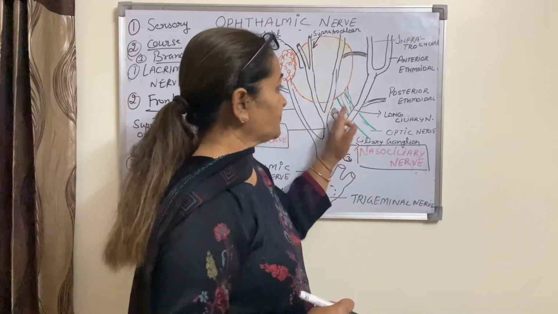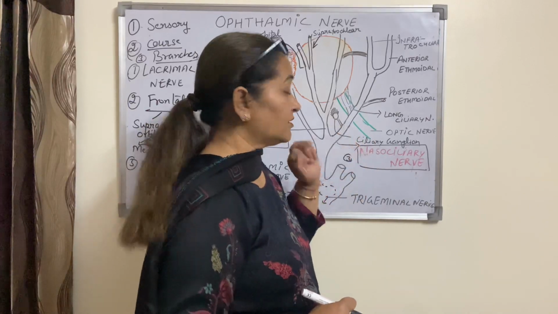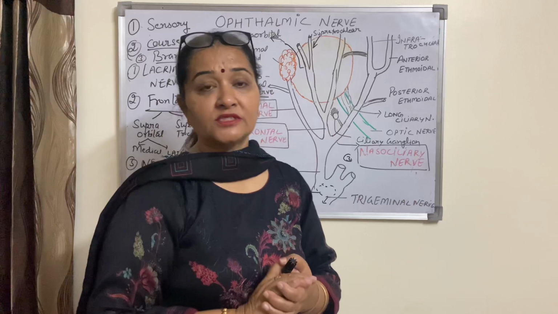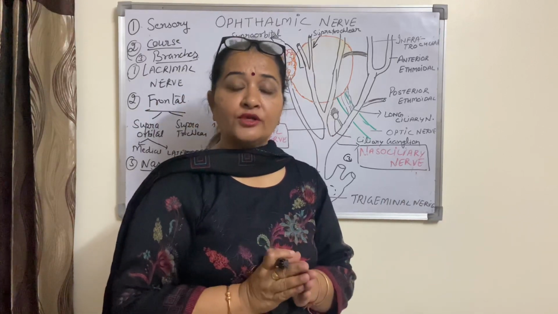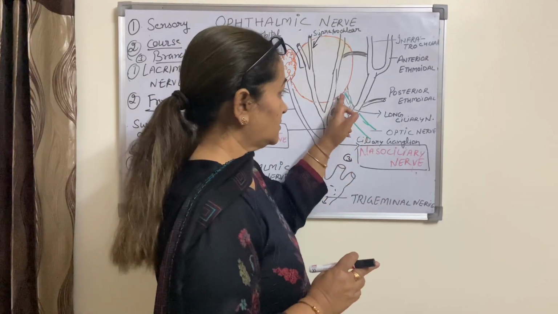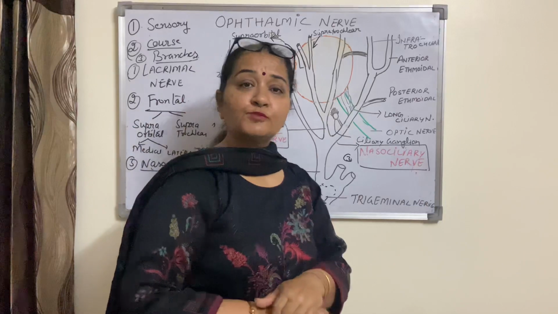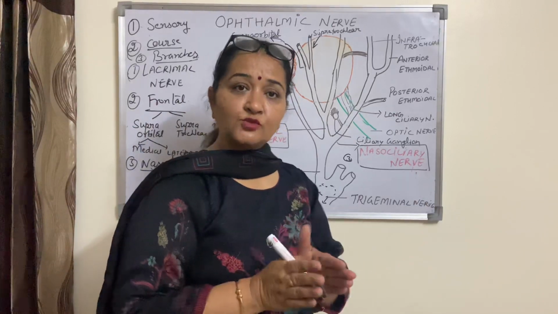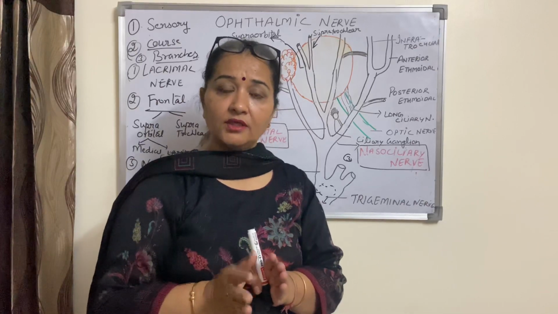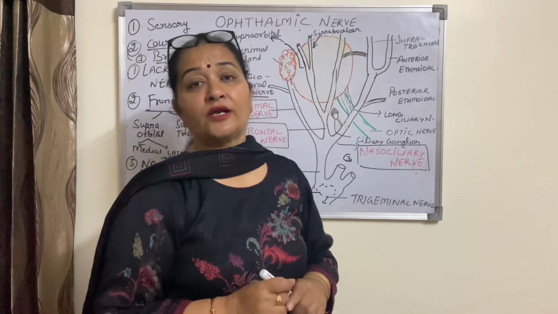Then the second important relation of this long ciliary nerve or nasociliary nerve is that it is going to supply the dilator pupillae muscle, that is post-ganglionic sympathetic fibers to the dilator pupillae. So this is another root of that nerve. Then comes the posterior ethmoidal nerve. Now this posterior ethmoidal nerve just passes through the posterior ethmoidal foramen which is present in the lateral wall of the orbit, and it supplies the ethmoidal air sinuses and sphenoidal air sinuses.